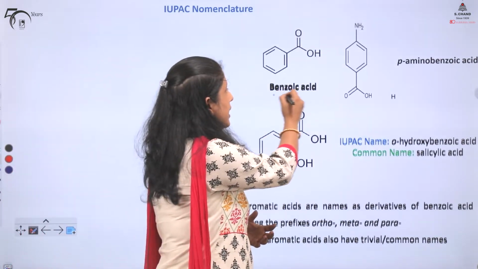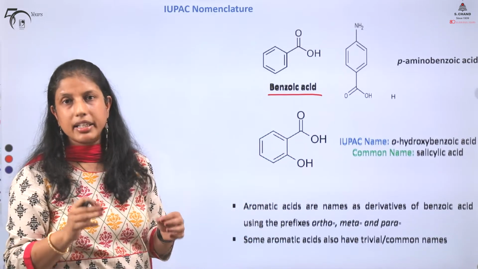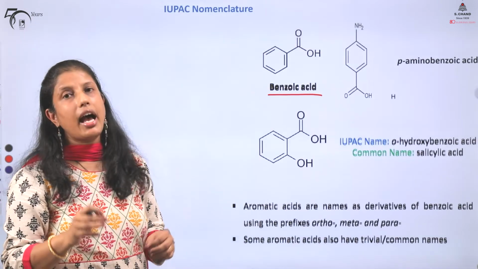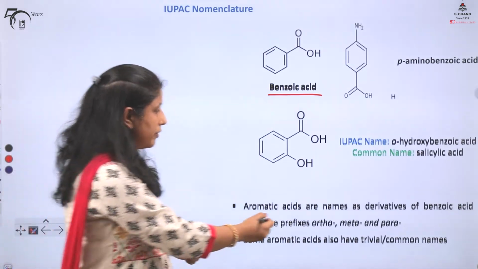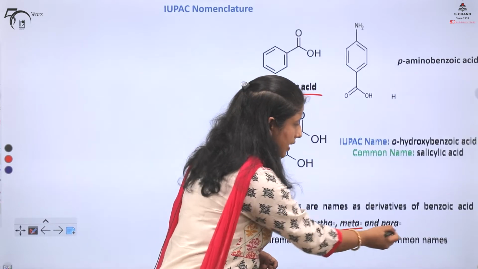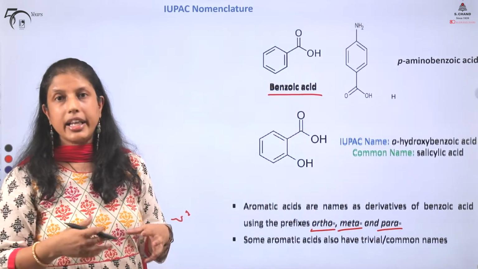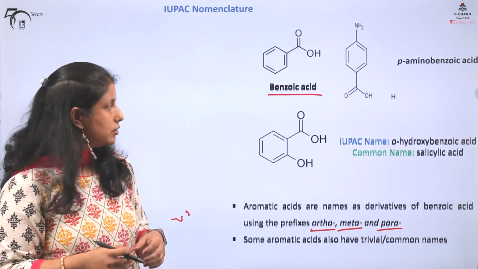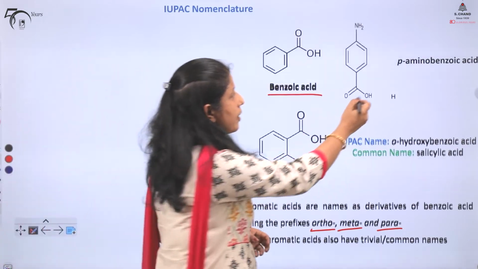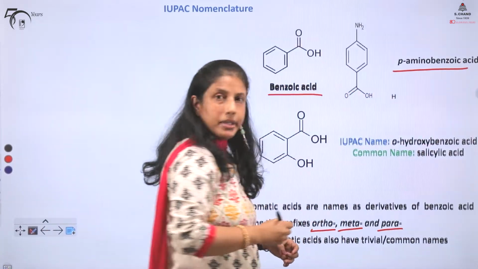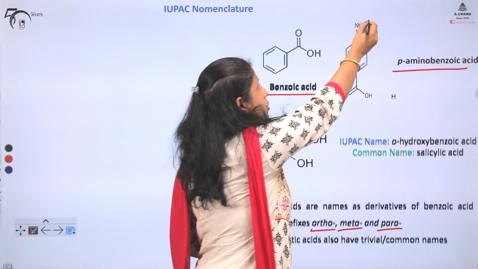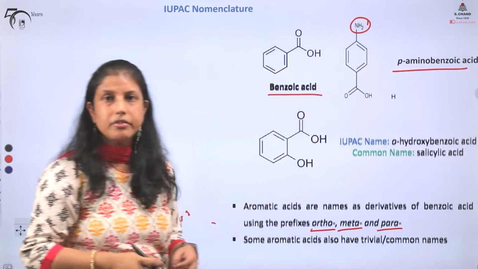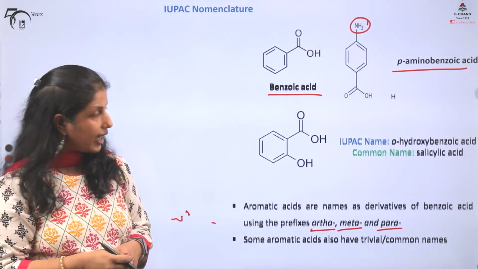Benzoic acid being the simplest aromatic carboxylic acid. And when naming them, we will use ortho, meta and para to name the various substituents. So here I have para-aminobenzoic acid. The amino group is at the para position with respect to the carboxylic acid.